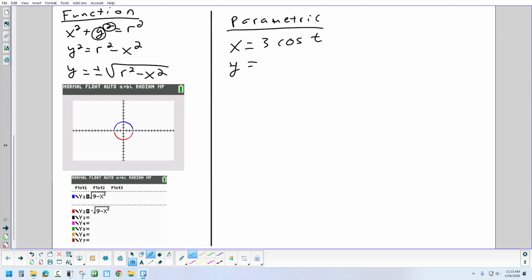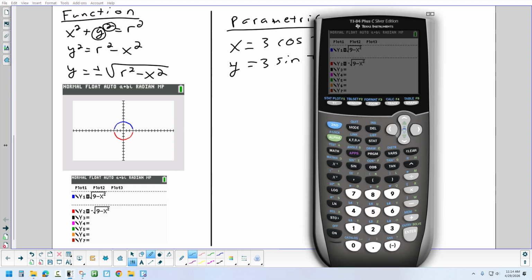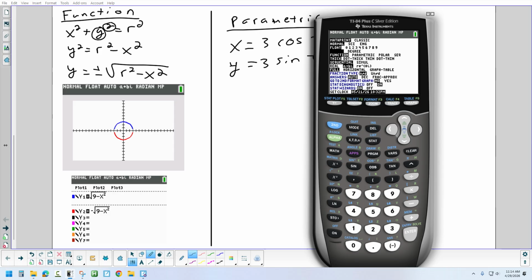And we changed the variable because you use x when you're doing functions. You use t when you're doing parametric. And what about the y formula? 3 sine t. Okay, so a little bit nicer formula. It does have trig in it, but at least it doesn't have me having to get square roots and things like that. Okay, so let's type that in. Let's go to mode. Let's go to parametric. And we're going to type in 3 cosine t, 3 sine t. Okay, and hit graph. And there you go.